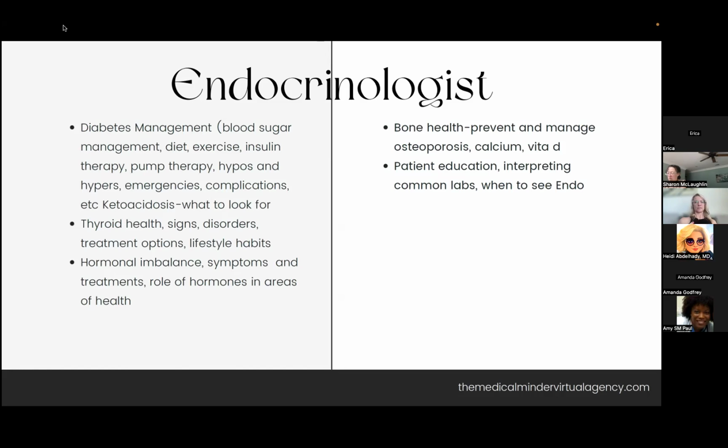Hormonal imbalances, bone health, patient education, even interpreting common labs, and when to see the endocrinologist. This is super important.